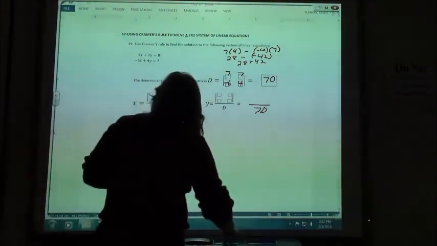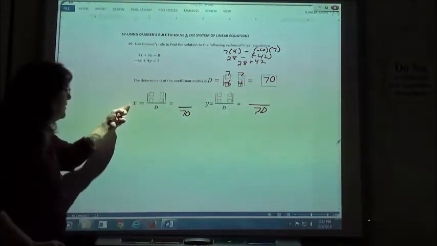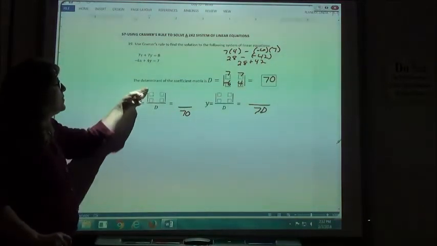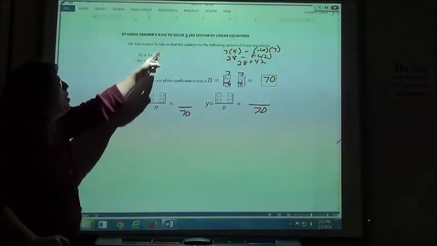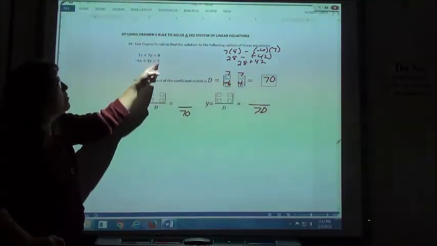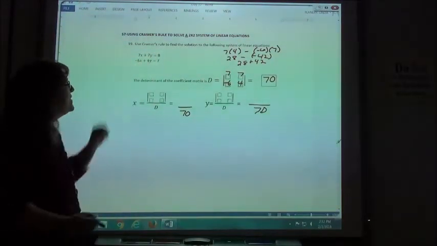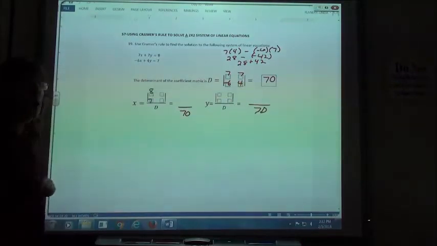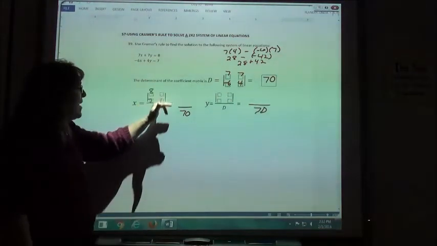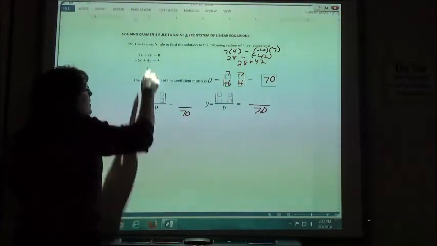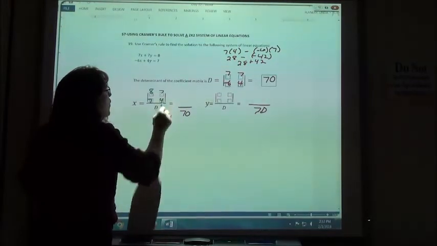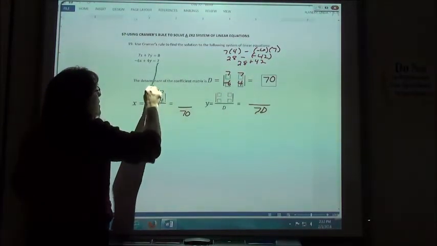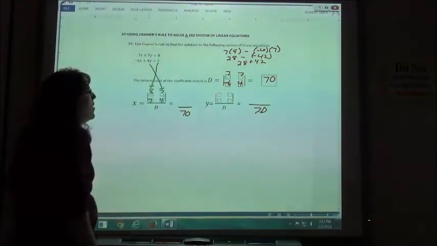Now, for the determinant for x, what we're going to do is replace the x column with our answers over here, our constant terms, the 8 and the 7. So the 8 and the 7 go in for your x column. Your y column should stay the same. So that's going to be the 7 and the 4. So this goes here, that stays where it was.